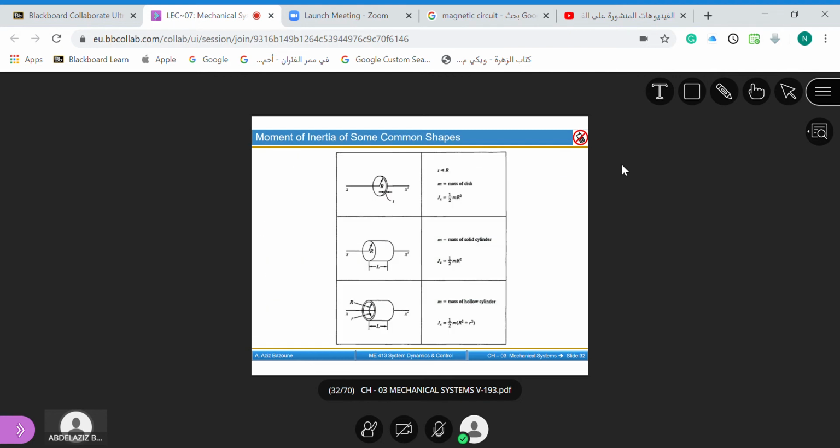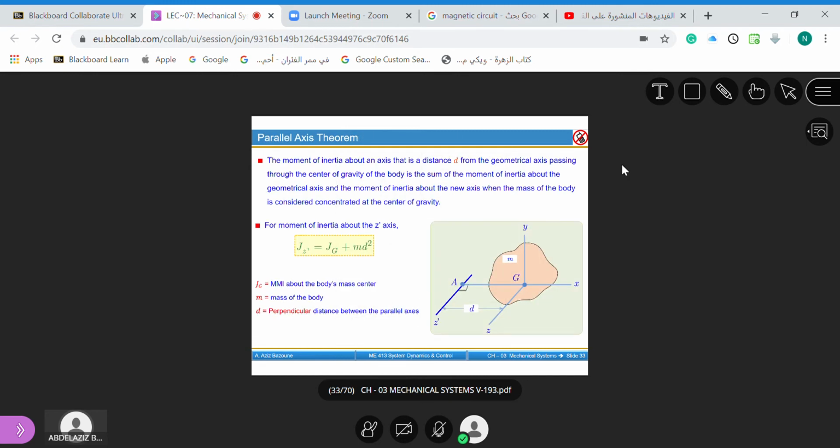These are some moments of inertia of common shapes. We have a disk, a solid cylinder, a hollow cylinder, and so on. The parallel axis theorem. The moment of inertia depends on the mass and the center of mass, and the distance, how far you are from the center of mass. Sometimes we have motion, and you apply the parallel axis theorem here.